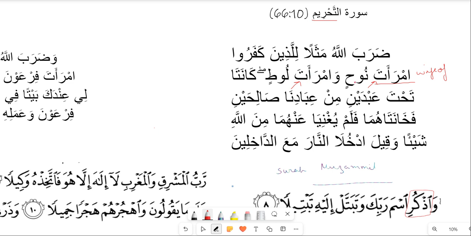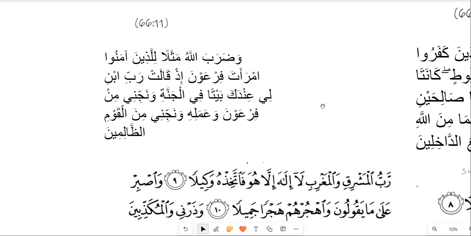And now we will see another example I have given for commands also. Let me see. Here there is an example, yes, imra'atu Fir'awn. Another example here is imra'atu Fir'awn, that means the wife of Fir'awn. So here it's the open ta, not the ta marbuta. This is the same surah here.